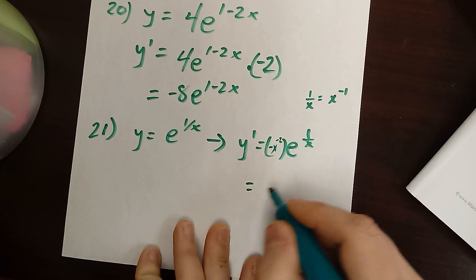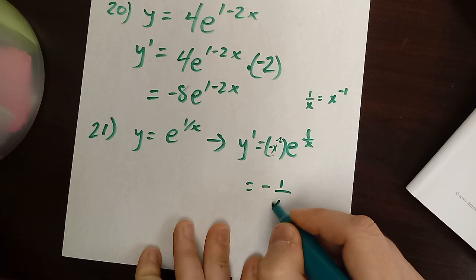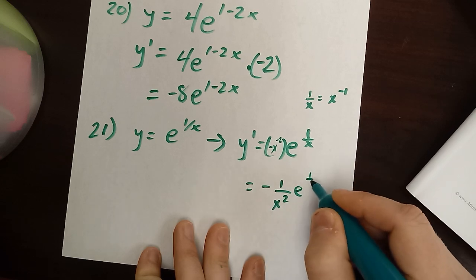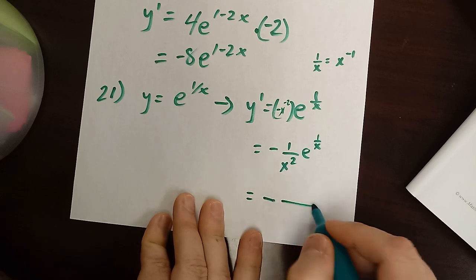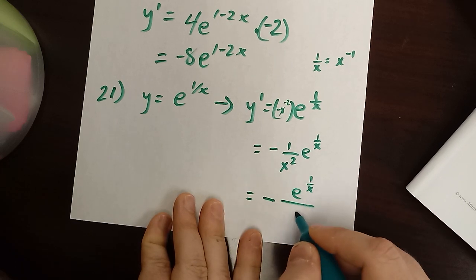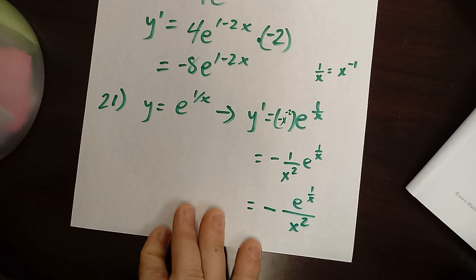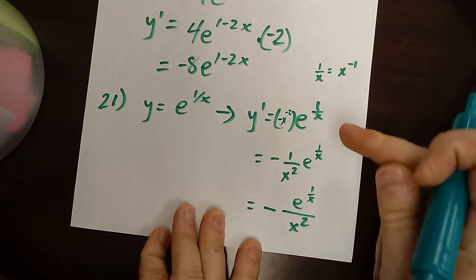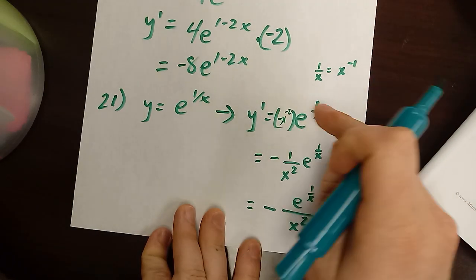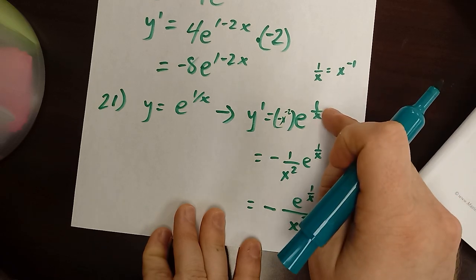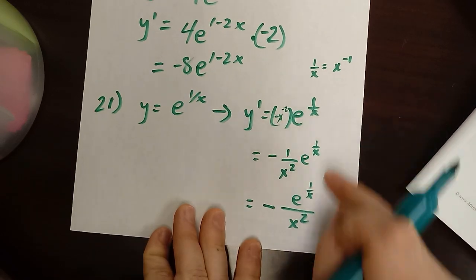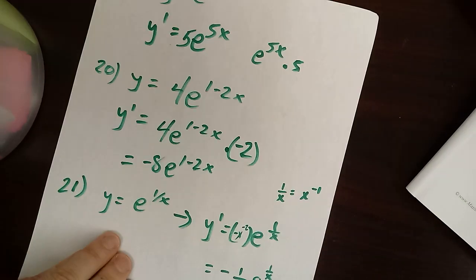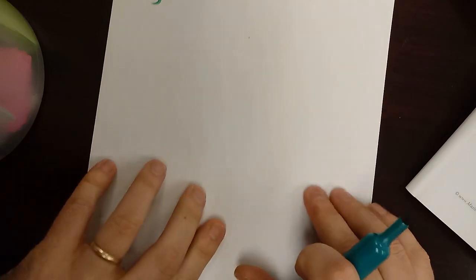Or we just rewrite this as negative 1 over x squared, e to the 1 over x. Or if you want to look even smoother, negative e to the 1 over x squared. But this is not allowed because of the negative exponent. So this is an illegal answer format. It's true, it's just not the right way to write it. This is fine, this is fine. All right, let's keep going.